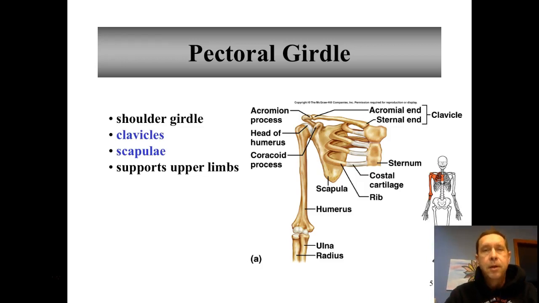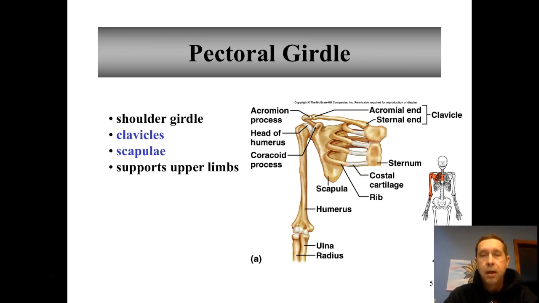In this video, we're going to talk about the bones that make up the upper appendicular skeleton. They include the shoulder or pectoral girdle, and then the upper limbs or upper arms, and then the wrists and the hands and the fingers. So starting with the shoulder girdle or the pectoral girdle, we've got two bones that are important here.